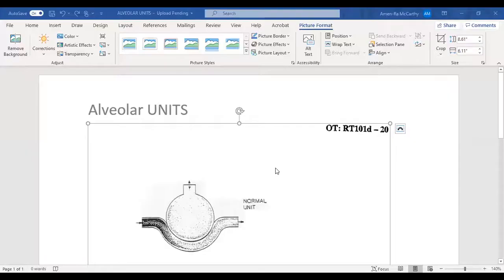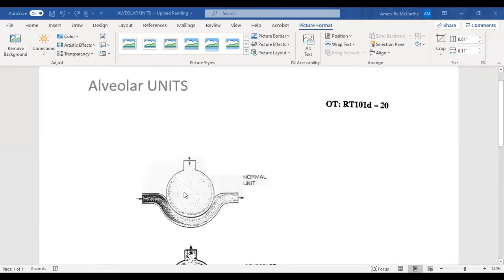I'm gonna pull up something. I'm just gonna email this one to y'all, or I might put it in the module. But this here is a picture of the alveolar units. Okay, so I'll make sure you get a copy of this.